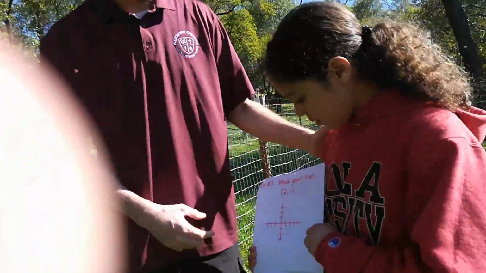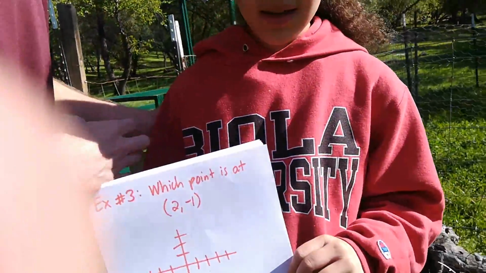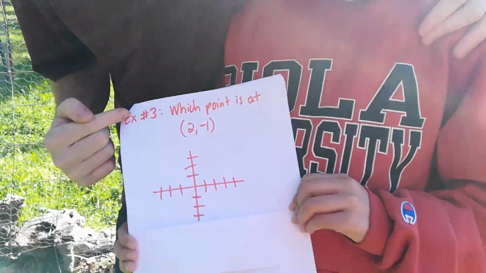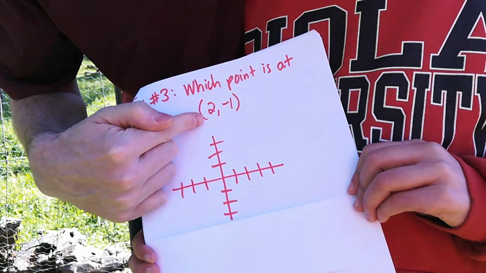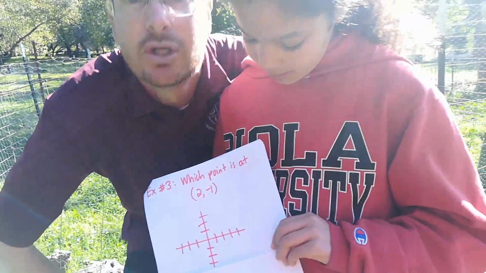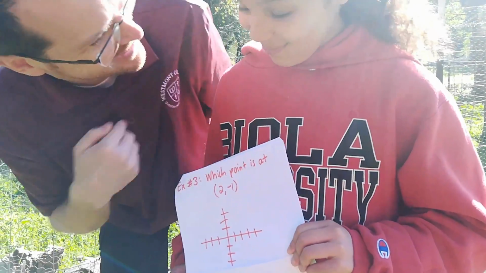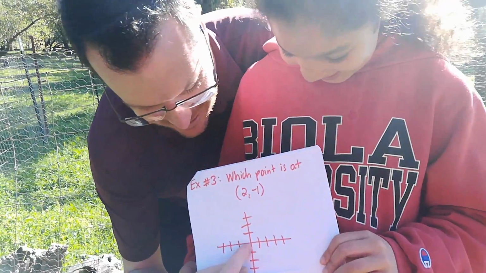I love my sheepers. Okay, let's go ahead and try this over here. This is example number 3. Which point is at 2, -1? 2, -1. Remember, start at the origin. That's dead center. You know it. 0, 0, right there at the origin.